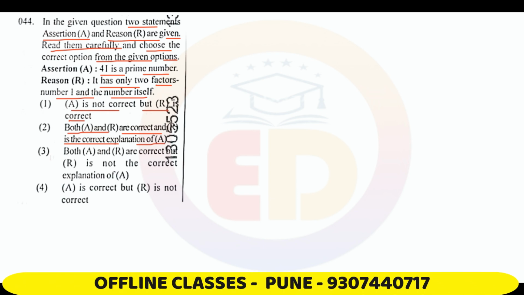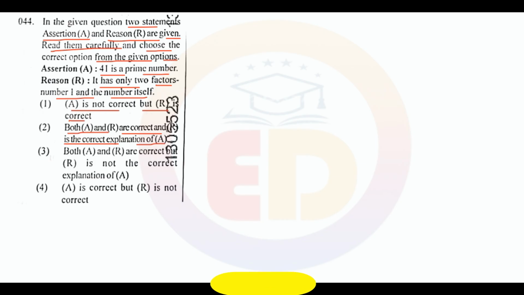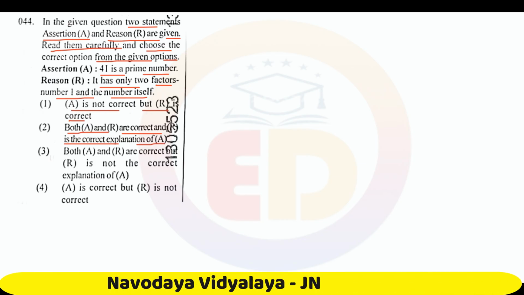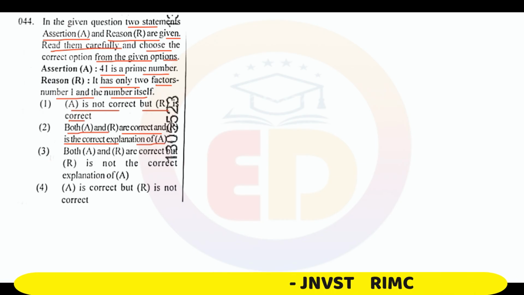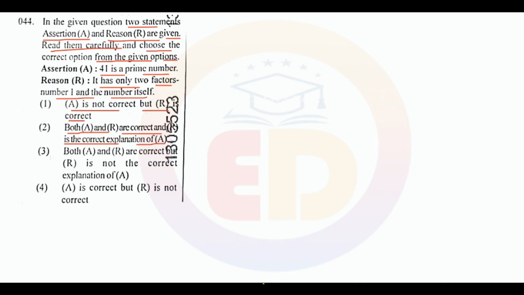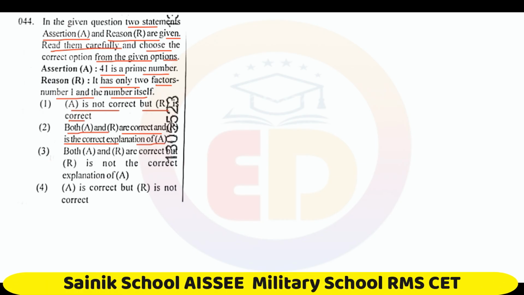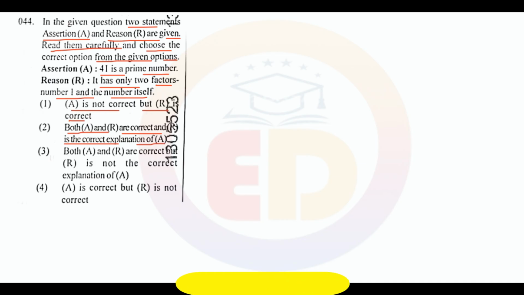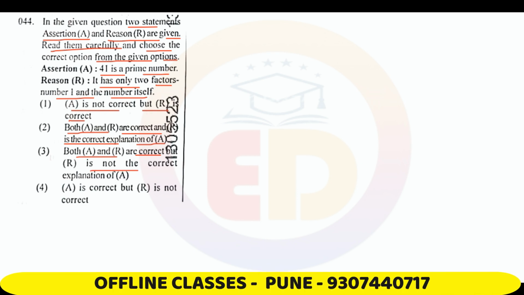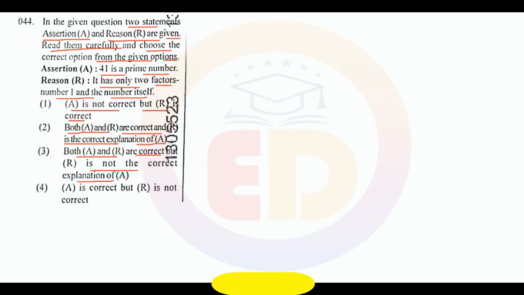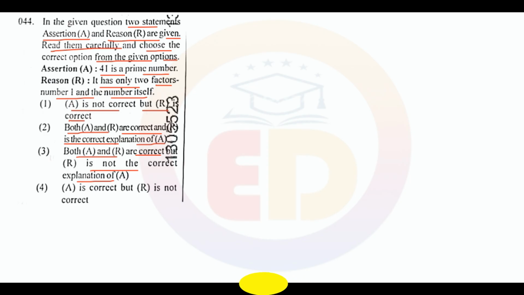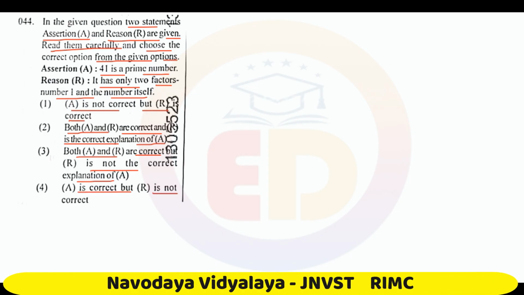Means statement A is correct, statement R is also correct, and the reason which they are giving for why statement A is correct is the one mentioned in the second statement R. That is, A is correct because of R. So R is the correct explanation of why A is correct. This is the meaning of option number 2. Option 3, both A and R are correct, but R is not the correct explanation of A. So they say that both the statements are correct, but the second statement, which is the reason, is not the correct explanation of statement A. Option number 4 is A is correct, but R is not correct.